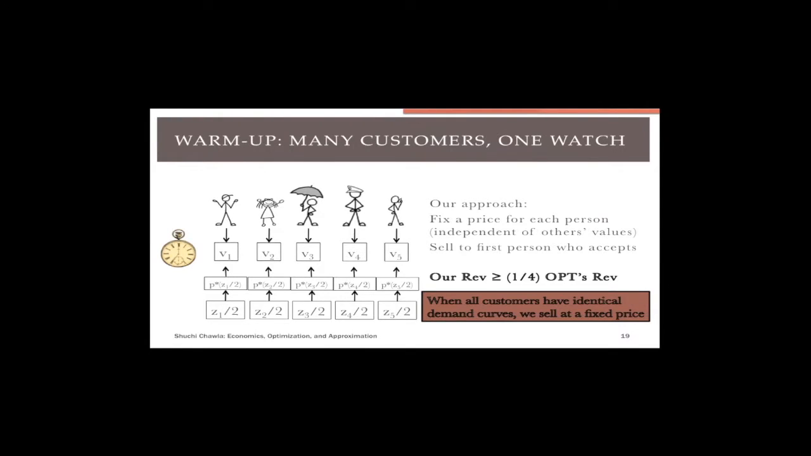And another thing I want to point out here is that I mentioned earlier that we can assume that all the consumers are random people drawn from a single population. And when that happens, the demand curves of all of these consumers are identical. And what that means is, first of all, the optimal mechanism is going to be equally likely to sell to each of these people. So the ZIs are going to be the same. And these p star functions are also going to be the same for everyone.